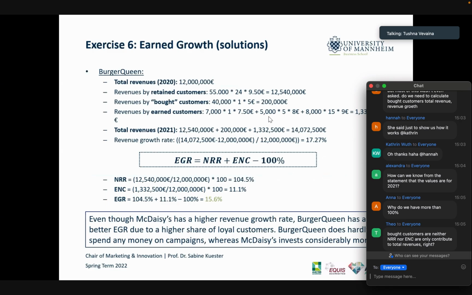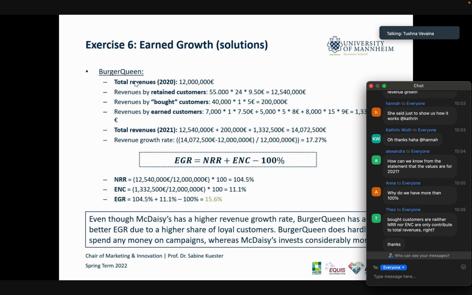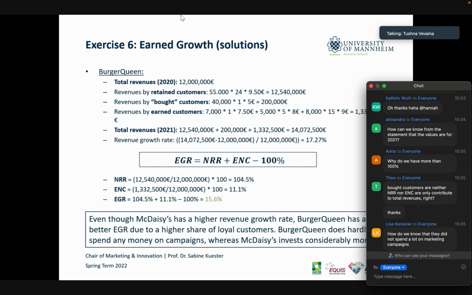Bought customers are neither NRR nor ENC. Yes, exactly, they're not your retained customers, nor are they earned customers. They just contribute to the total revenue, which is why we calculate total revenue growth rate.